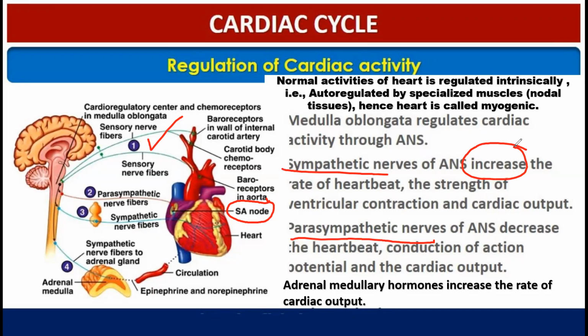The fourth one is adrenal medulla. The hormones like epinephrine and norepinephrine increase the rate of cardiac output. So this is how the regulation of cardiac activities takes place. There are four: one is medulla oblongata, then parasympathetic and sympathetic, and the fourth one is adrenal medulla.